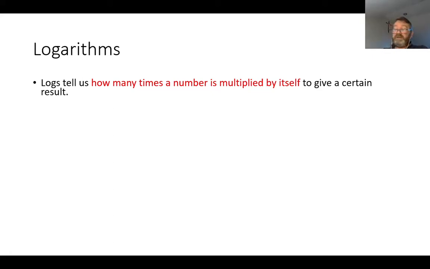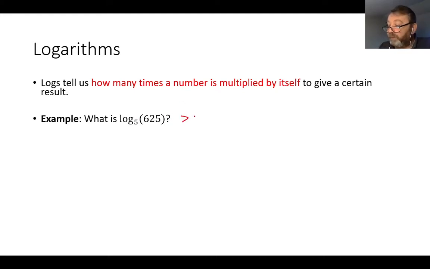So as I said already, logs will tell us how many times a number is multiplied by itself to give a certain result. Now look, there are 4 scenarios in terms of being able to use logs, okay? And I'm going to do an example of each of the 4 of them here. The first one is where you have the base smaller than the number that you're working with. So if the base is smaller than the number you're working with, well then that means that the answer to this thing is definitely going to be greater than 1.